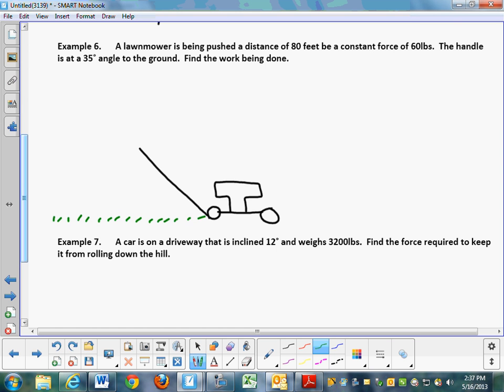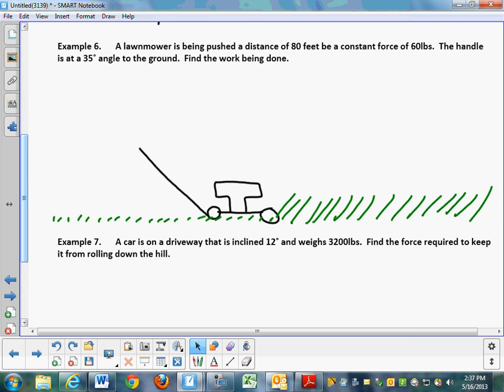I have the lawn. Okay. And it says that the handle is at a 35-degree angle to the ground. So this is 35 degrees. So I have what I would call a vertical component, and I have what I would call a horizontal component.